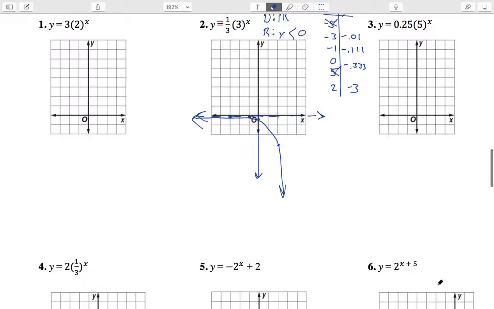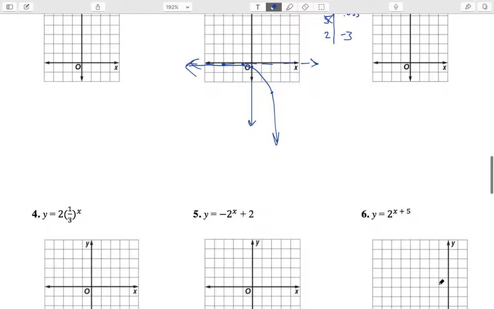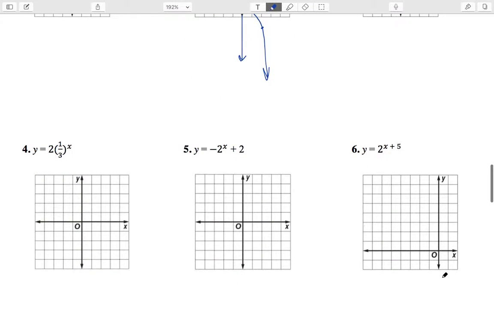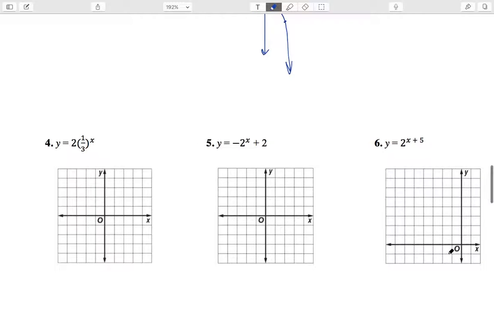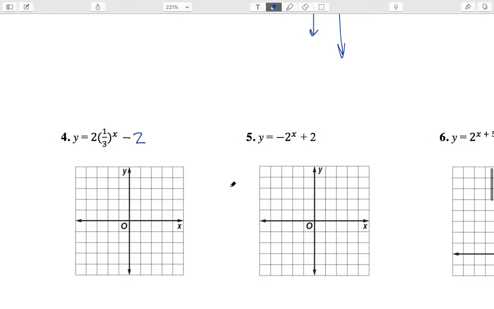Okay, let's do one more here. I don't know. Let's do number 4, and let's do this: 2 to the 1/3 x minus 2. Just to throw in a little bit more variety there.